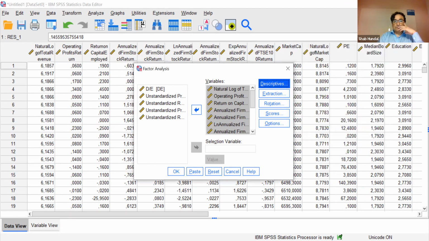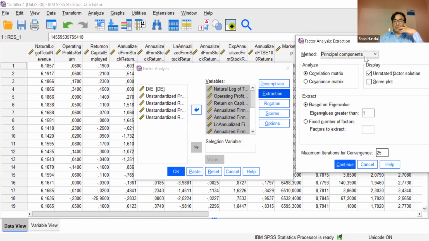In the next stage, in the extraction stage, we click the principal components. So we go with the PCA, the principal components analysis, and we unclick the unrotated factor solution. Rather, we click the scree plots, and we also choose the fixed factor numbers.